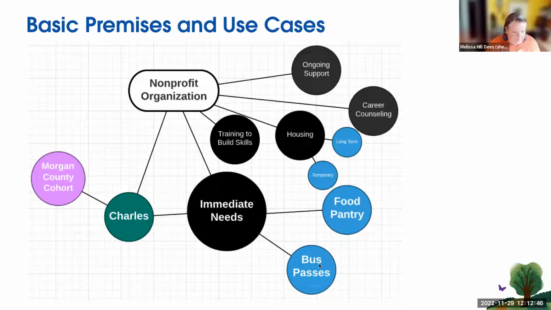It may be that later on, he also needs a line drawn from his name to training to build skills or housing, and it may be the temporary housing that he has most need of. But through all of this, you can see that because of the interrelated connectivity of the program management module, you can track by client and by program and even by the individual services themselves what is happening in those situations.